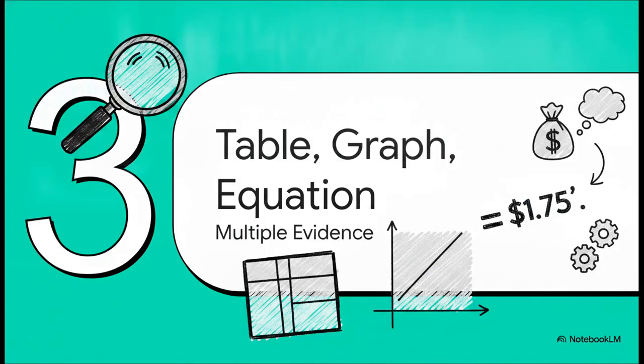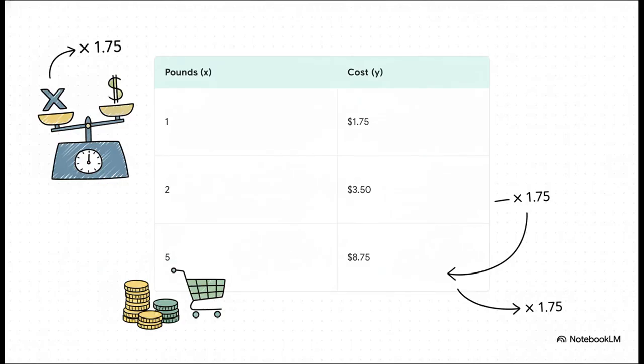All right, Section 3, table, graph, and equation. Let's map this out on a table to really see that constant multiple rule in action. If our input X is 1 pound, our output Y is $1.75. Double the input to 2 pounds, the output perfectly doubles to $3.50. And check out the bottom row. That's our original clue. 5 pounds gives us an output of $8.75. Every single input, when multiplied by our constant of 1.75, gives us the exact corresponding output. It is wonderfully consistent.